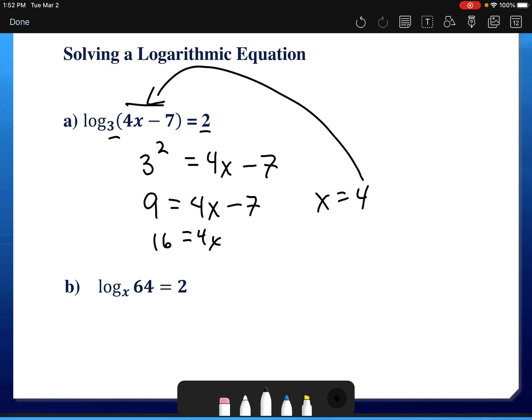See if that works. 4 times 4 is 16. 16 minus 7 is 9. Log base 3 of 9 is 2. Is 3 squared 9? Yep.